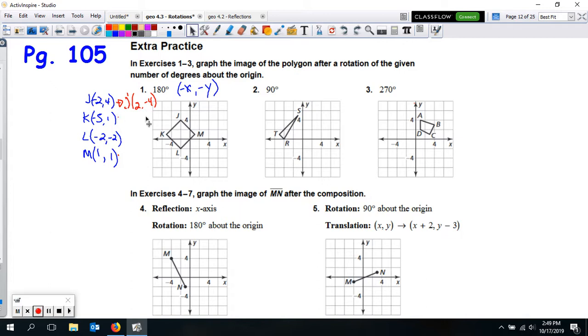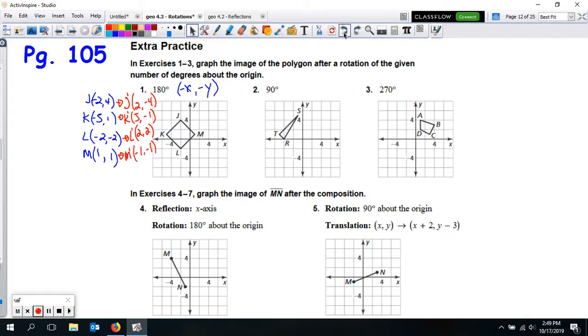So do the same thing. Now you get the idea of what's going to happen. This is going to become positive 5 and negative 1 for our K prime. And for this one, they both become positive 2, positive 2 for L prime. And this will become negative 1, negative 1. They'll just change to their opposite signs for M prime.